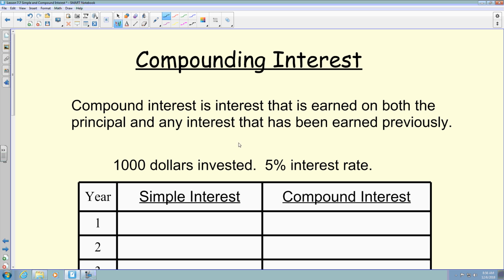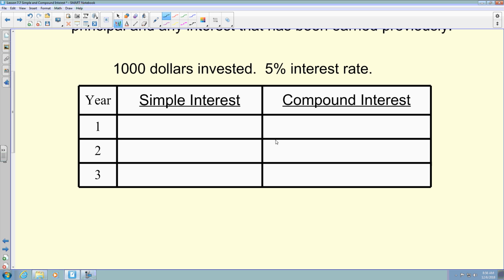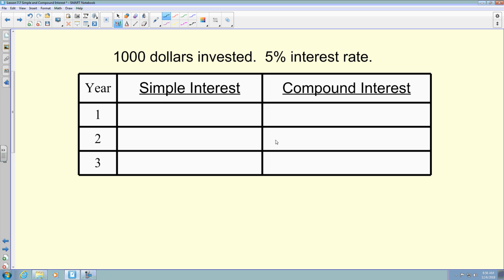So now we're going to look at compound interest. It says compound interest is interest that is earned on both the principal and any interest that has been earned previously. I'm going to show you the difference between simple annual interest and compound interest.